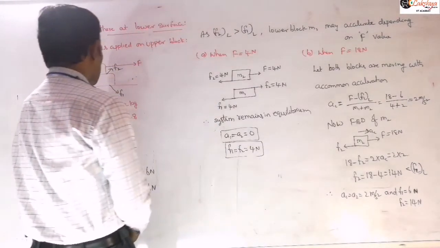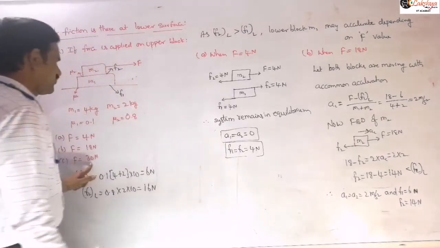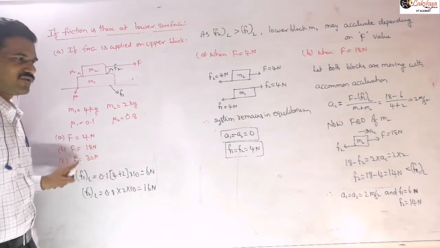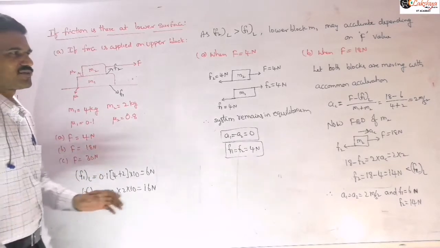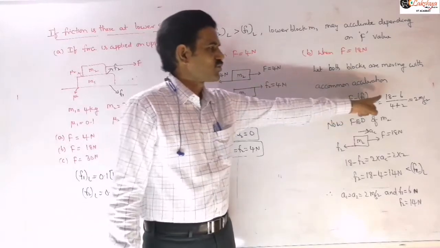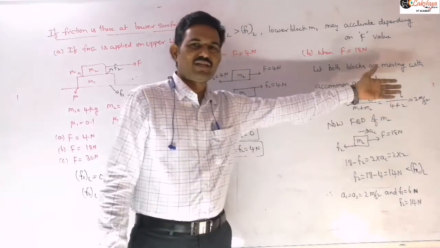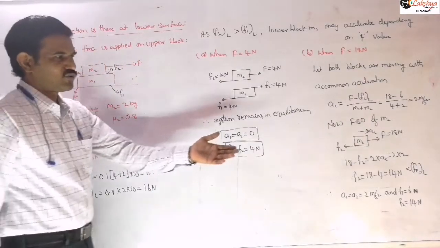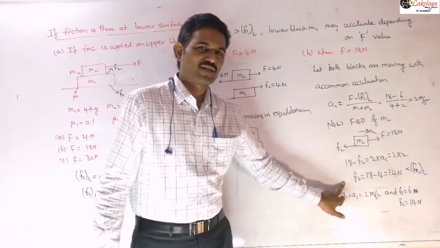And next, similarly you may check for this 30 newtons. I am not explaining for this 30 newtons, so now solve for this 30 newtons here. That means up to here this is the same. The system is moving with the common acceleration. So here you need to take that F value as 30 and find this common acceleration. And after getting that, you need to find this F2 value with that acceleration.